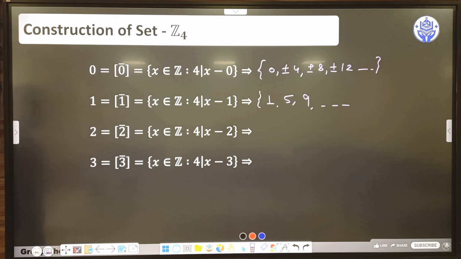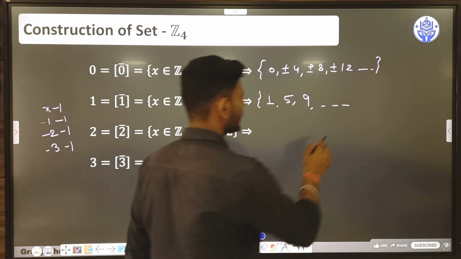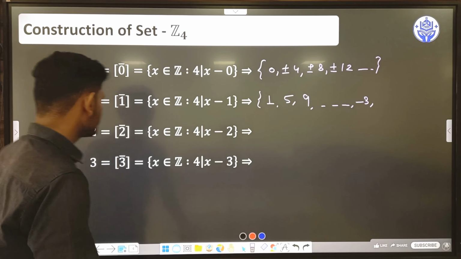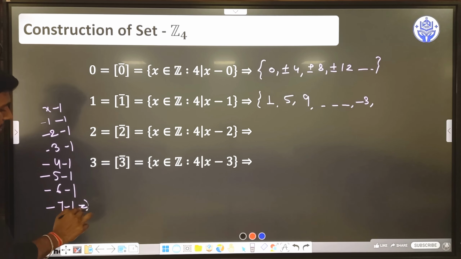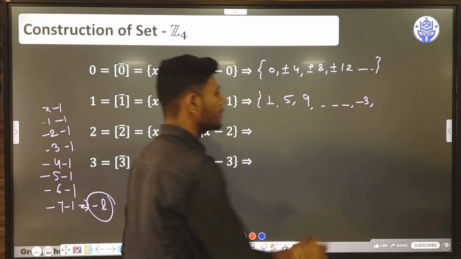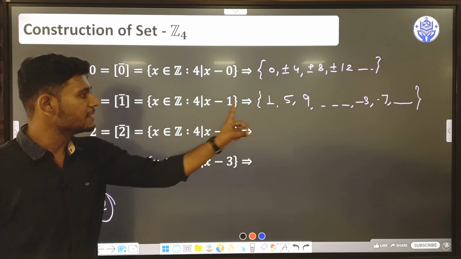How can I write for negative from here? So if I write for negative, then that is minus of something like that. It is x minus 1. Then can I write minus of 1 here? Minus 1 minus 1 is minus 2, 4 does not divide 2. Minus 2 minus 1 is minus 3. Minus 3 minus 1 is minus 4, then I can write minus 3 here. Then take minus 4 minus 1, minus 5, minus 5 minus 1, minus 6, minus 6 minus 1, minus 7, minus 7 minus 1, that is minus 8, and 4 divides minus 8, it means here it is minus of 7. So in this manner we can take these kind of x here.